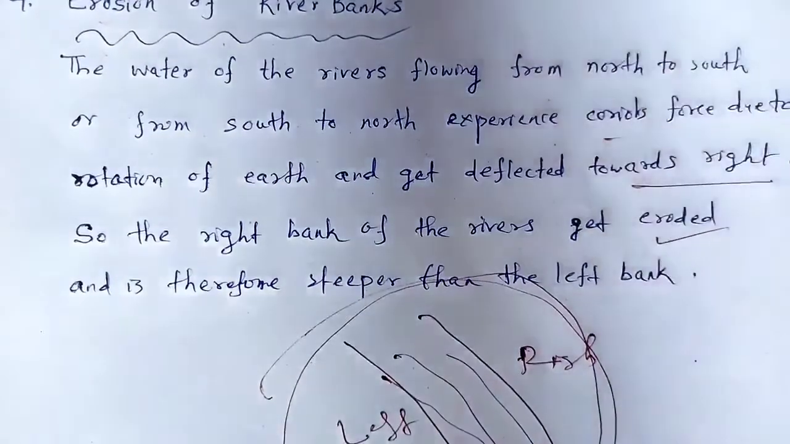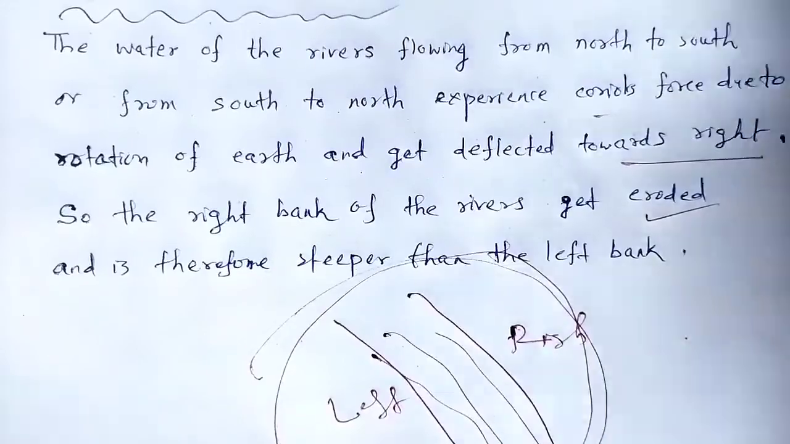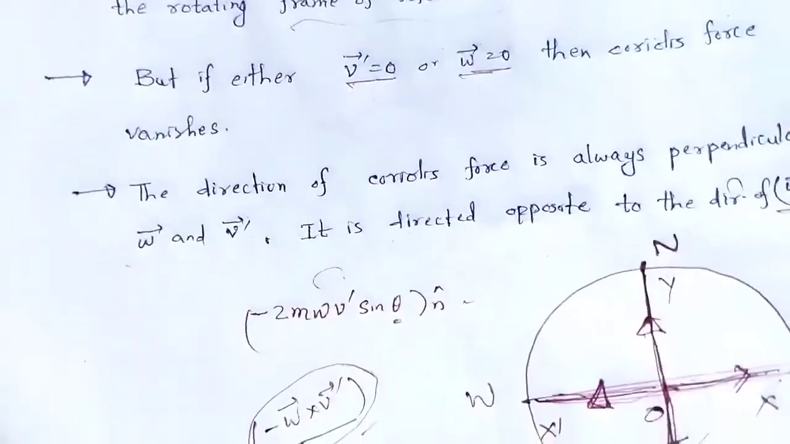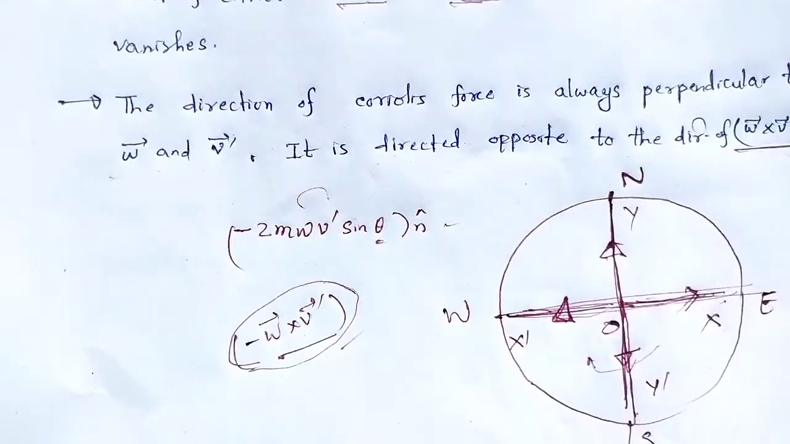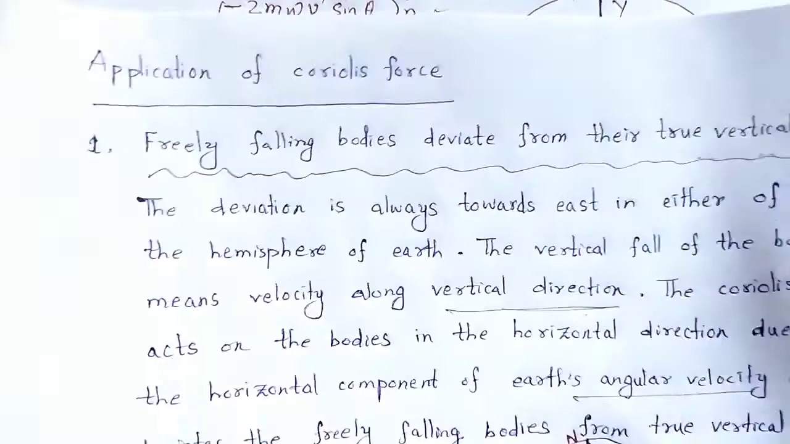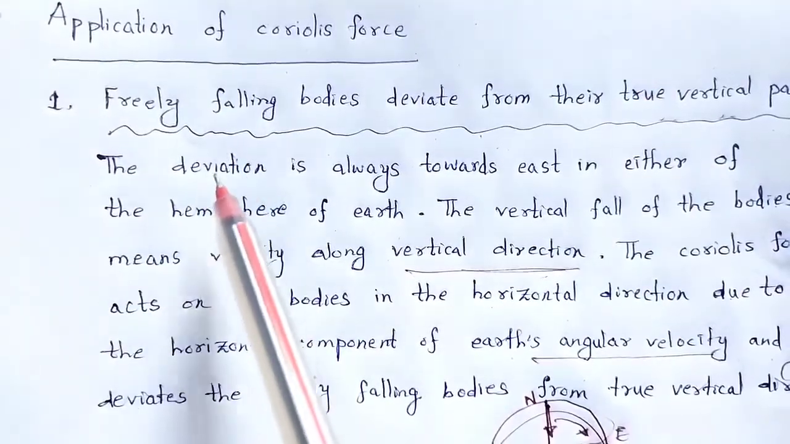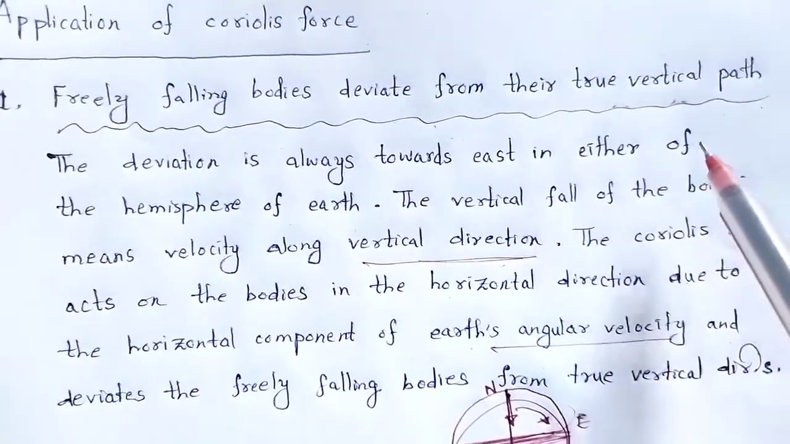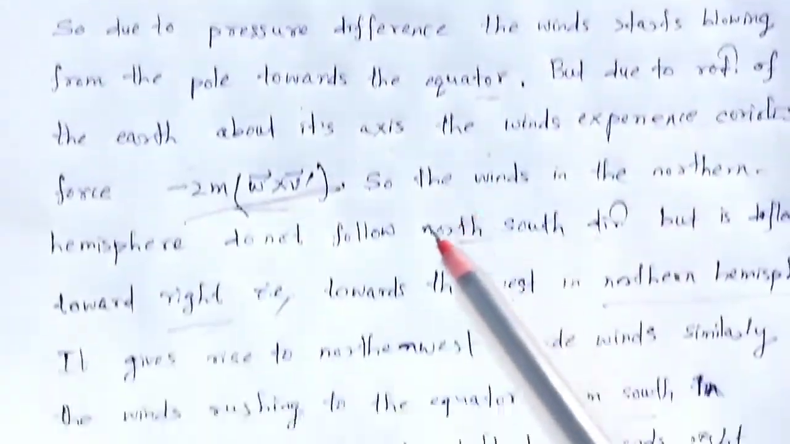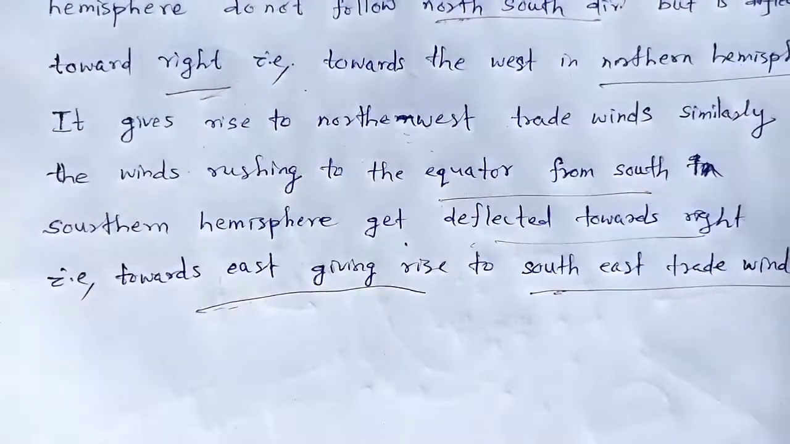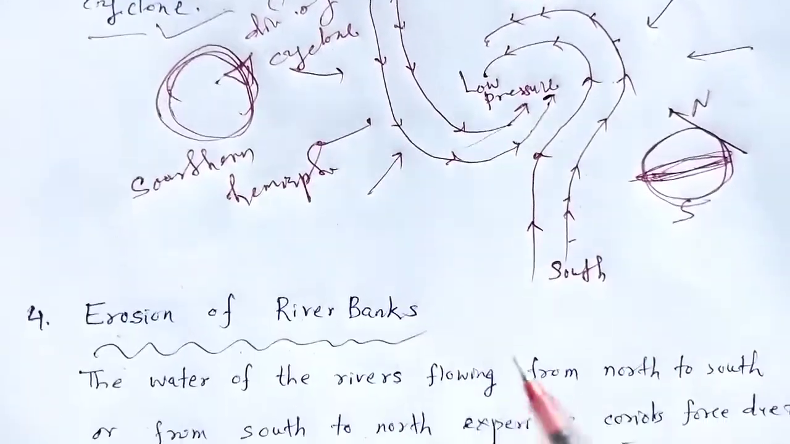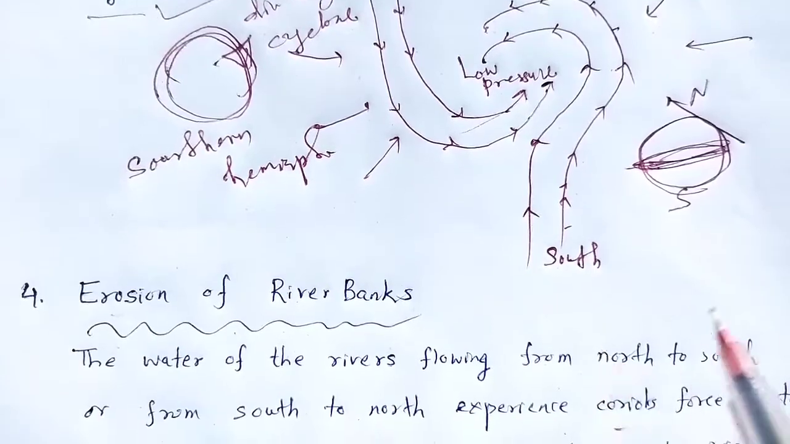So, with the help of this video lecture, we understood the basic concept of the Coriolis force, how mathematically it is treated, and some applications of the Coriolis force. Application 1, freely falling bodies deviate from their true vertical path. Application 2, direction of trade winds. Application 3, the formation of cyclones, and the final one, the erosion of river banks.